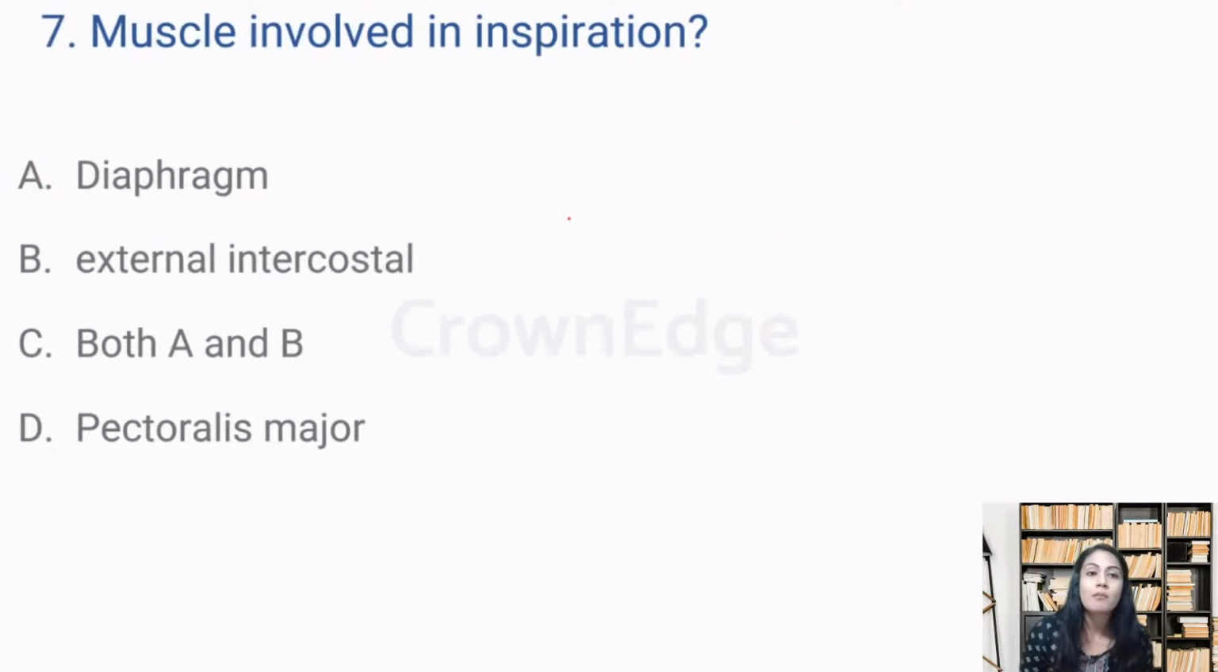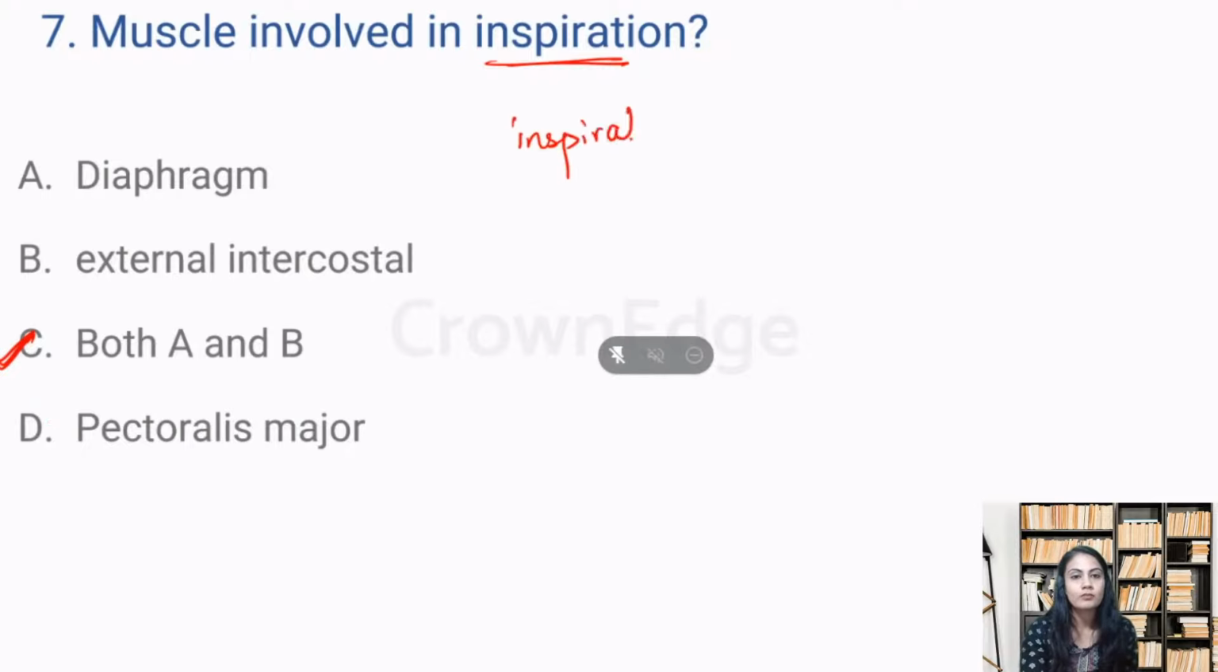The next thing is muscles involved in inspiration. The muscles involved in inspiration are both the diaphragm and the external intercostals, as we already discussed. Pectoralis major is not included in inspiration, because they just ask about inspiration, not forceful inspiration. So the answer over here becomes option C. Whenever we say just inspiration, these two muscles are going to work.